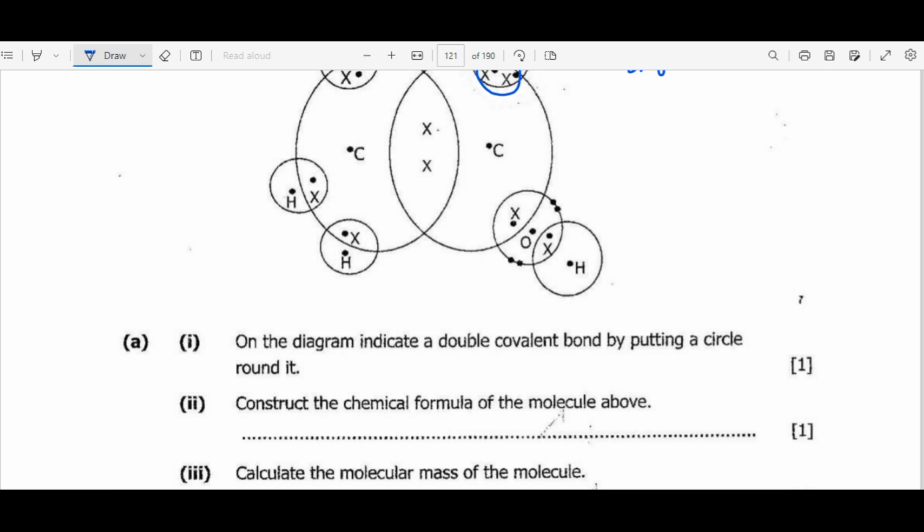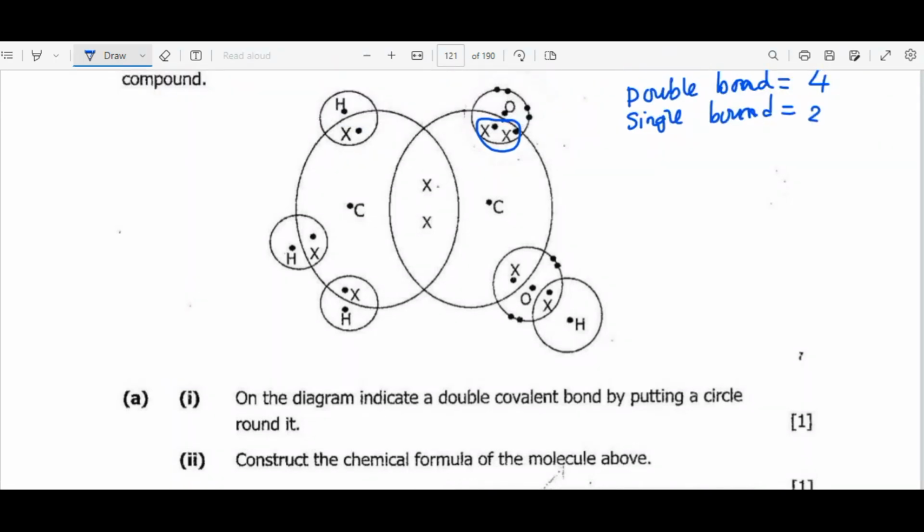Now we move on to question 2. Construct the chemical formula of the molecule above. So how can we now make this one into a chemical formula? So let's look at this part here. So we can see that we have the central atom, which is carbon, and this carbon is bonded to 3 atoms of hydrogen. So we have 1, 2, 3.